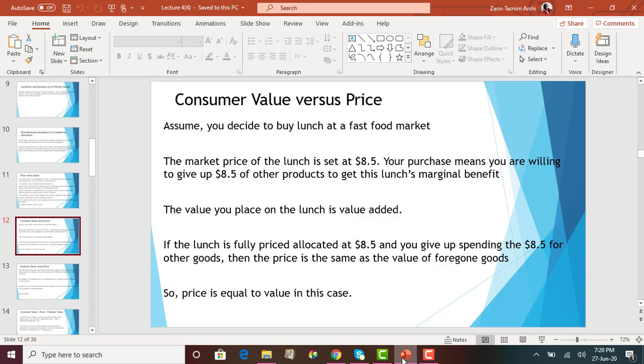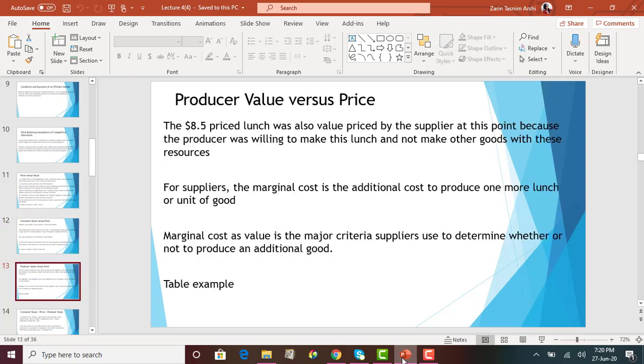With that $8.5 you probably could have bought pizza, or with that $8.5 you probably could have bought Chinese food. So you are giving up those things in order to gain the additional benefit from the lunch meal of McDonald's. Okay, so the value you place on the lunch is value added. Now if the lunch is fully priced and allocated at 8.5, and you give up spending the 8.5 for other goods, in that case price is equal to your value. Okay, so if the price is 8.5 and you actually value the lunch as 8.5, then both price and value are equal, and then we are going to have an equilibrium situation from the consumer side. Now let's see how it looks on the producer side.